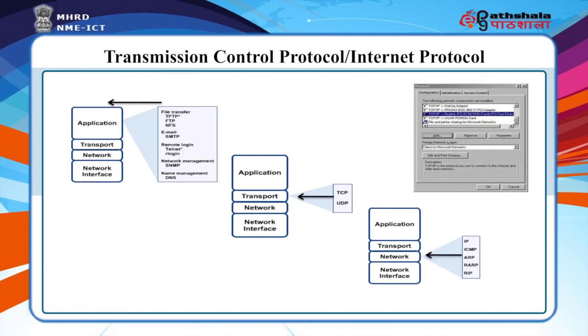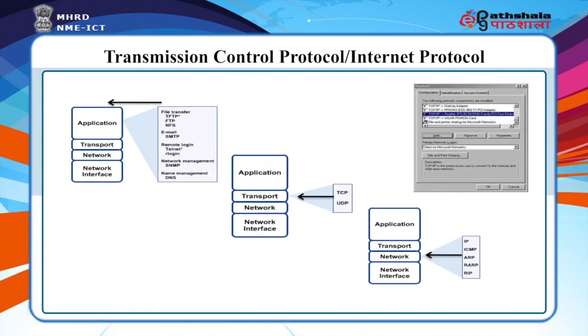The transport layer has 2 major protocols, that is TCP and UDP. UDP uses datagram packets, and TCP uses packets, where the packet size is not restricted. So UDP packets and TCP packets are created in the transport layer. And for the network layer, as you see on the right side, there are IP, ICMP, ARP, RARP, RIP. All these are the protocols in the network layer.